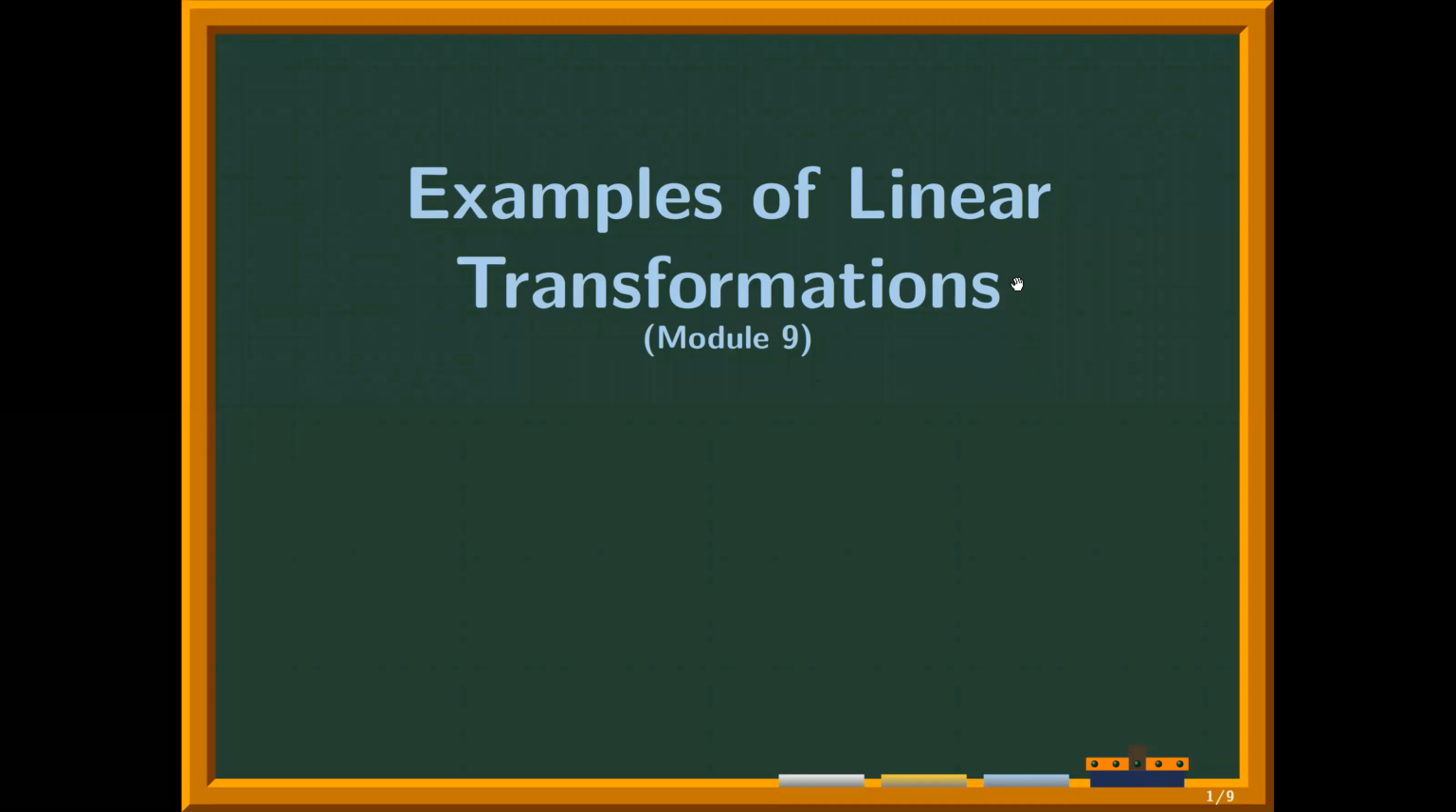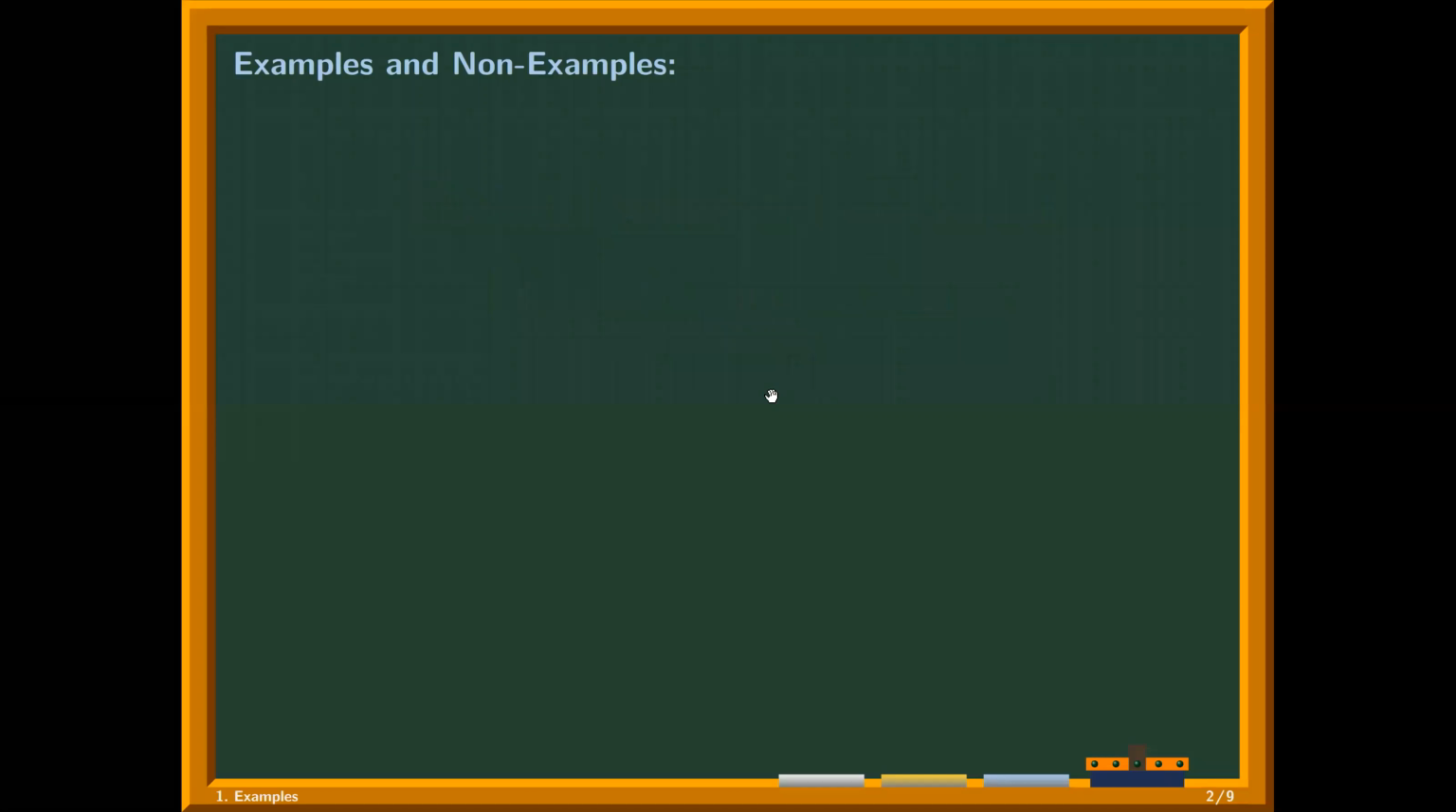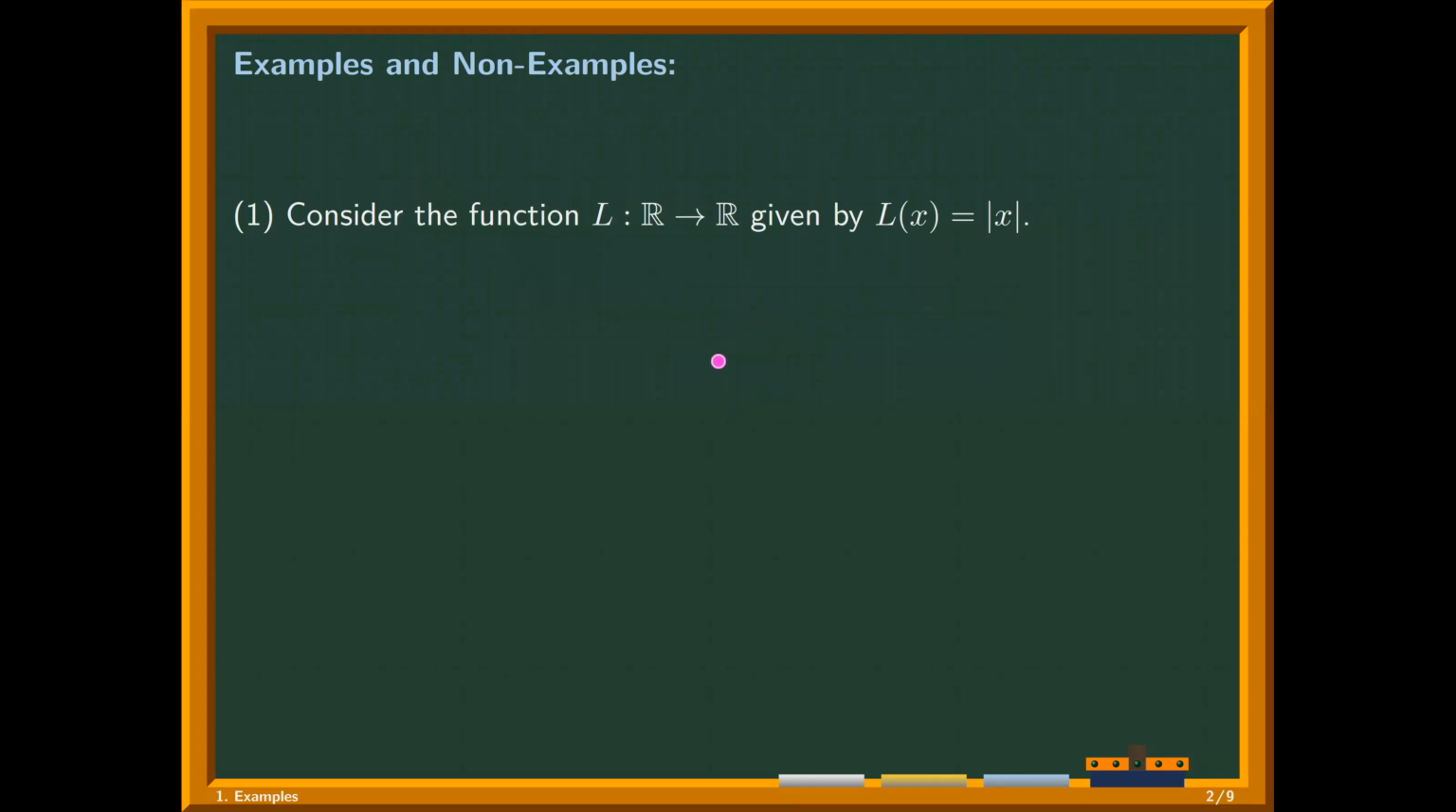Here we look at more examples of linear transformation. So let's start with the function from the vector space R into R, given by L of x equals the absolute value of x. So remember that in R as a vector space, the addition of vectors is the usual addition of numbers, and scalar multiplication is the usual multiplication of real numbers. Is this a linear transformation?